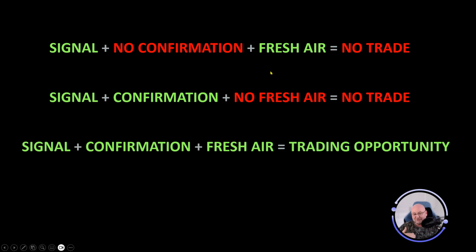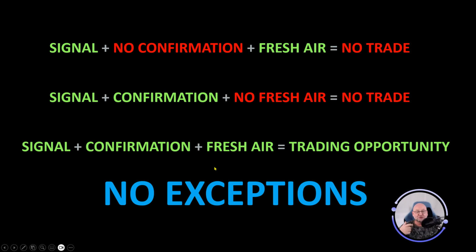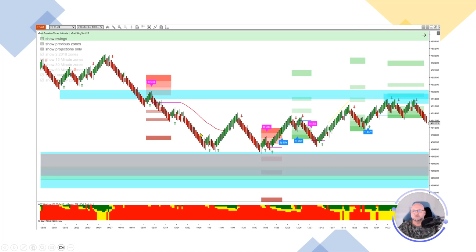These 3 simple rules are very easy to follow, and there's no exceptions. This is the hard stop rule. Again, signal, confirmation, fresh air. If one of those doesn't match up, you do not take the trade. Let's have a look at some examples here.